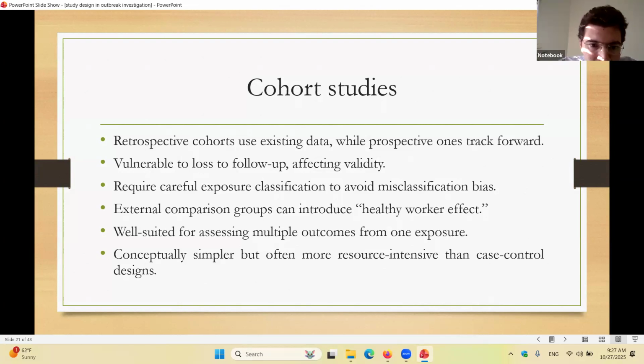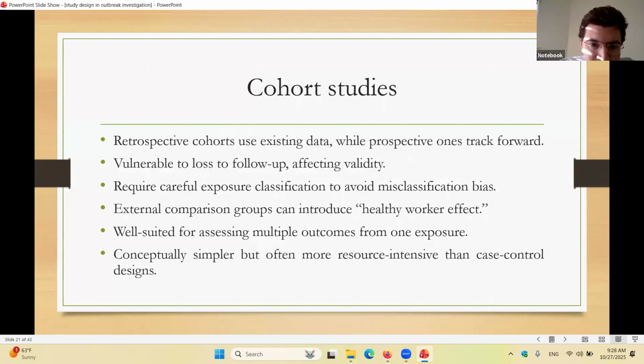External comparison groups can introduce healthy worker effect. A healthy worker effect is a kind of selection bias that is present in observational studies like case control and cohort studies. So you can search for healthy worker effect or healthy worker bias. There is good information in Wikipedia about healthy worker effect or healthy worker bias.